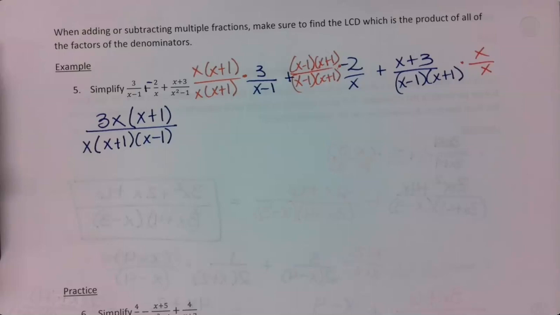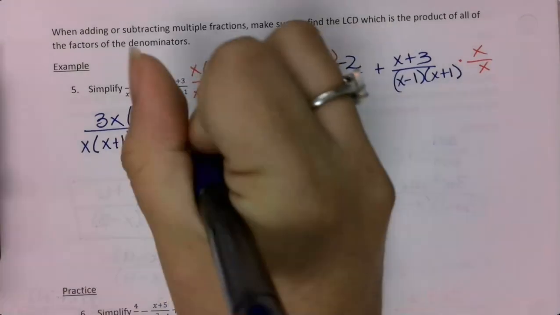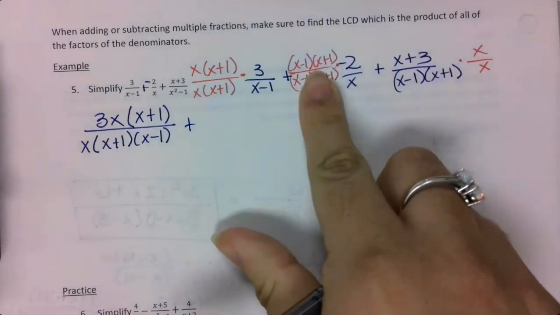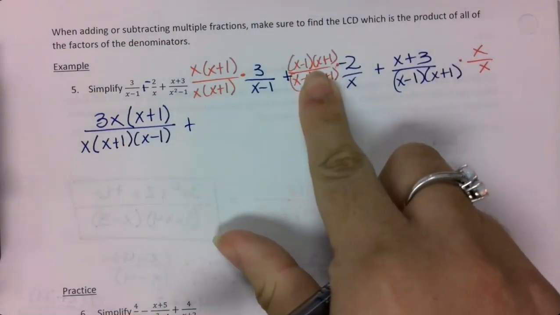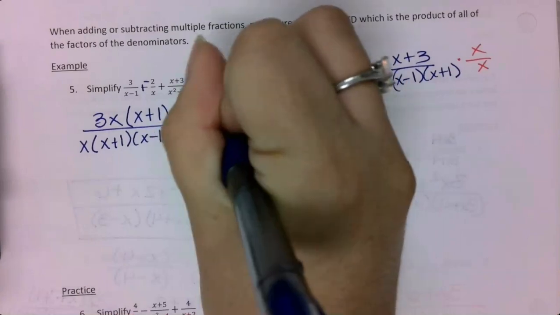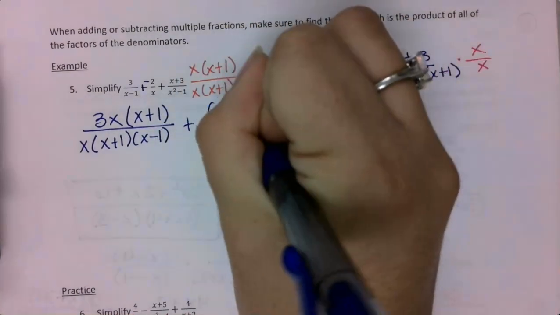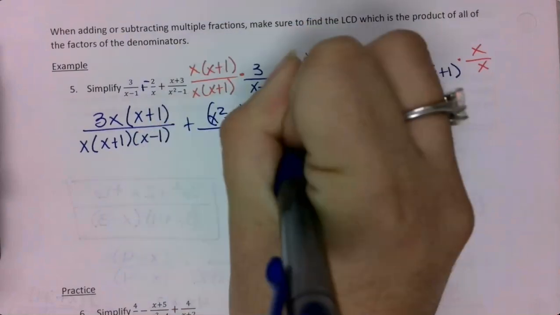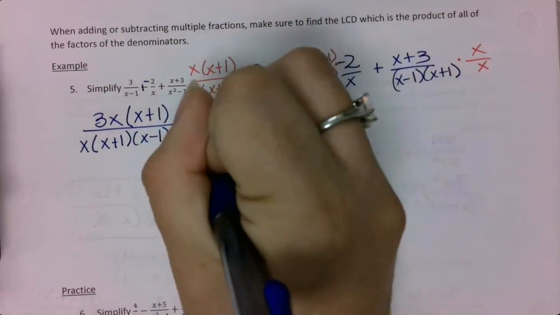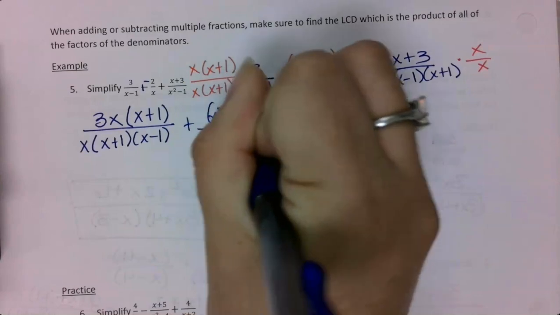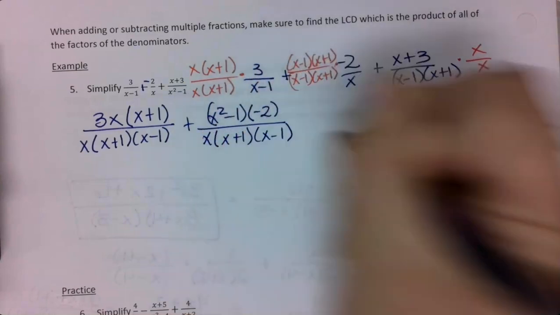Okay. Then for my second term, I'm going to multiply the two factors in red together because I know that multiplied together they gave me x squared minus 1. I'll leave that in parentheses, and I'm still multiplying by negative 2. My denominator is staying x times x plus 1 times x minus 1.